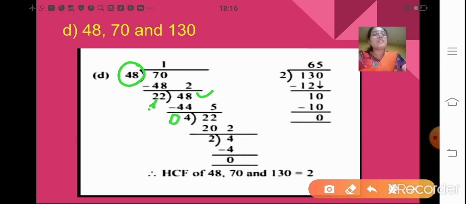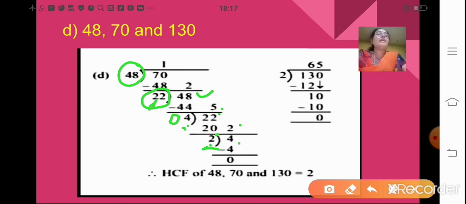So you will take this 4 as your divisor and what will be your dividend? Yes, so this 22 will become your new dividend. Now when you divide this 22, 4 5s are 20. So 22 minus 20 is 2. Correct? Now this 4 will become your dividend. Now 2 2s are 4. Okay, now you have finished with this division.